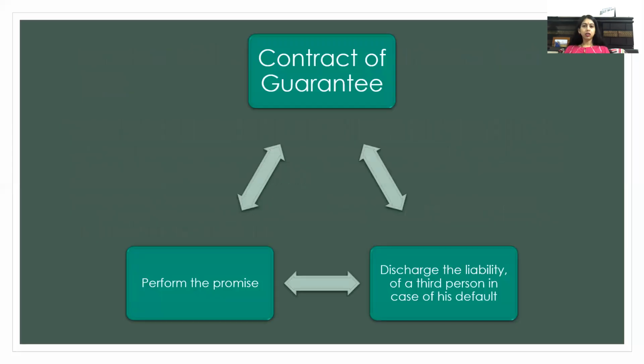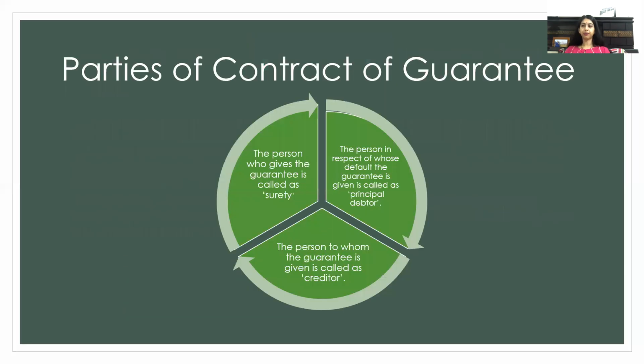Next, in this contract of guarantee, the first and foremost essential ingredient is to perform the promise. Second is to discharge the liability, and the liability is of a third person in case the third person makes a default. This clarifies one important thing, that the surety has a secondary liability. When will the surety's liability come into picture? Only if the principal debtor makes a default in making the payment.